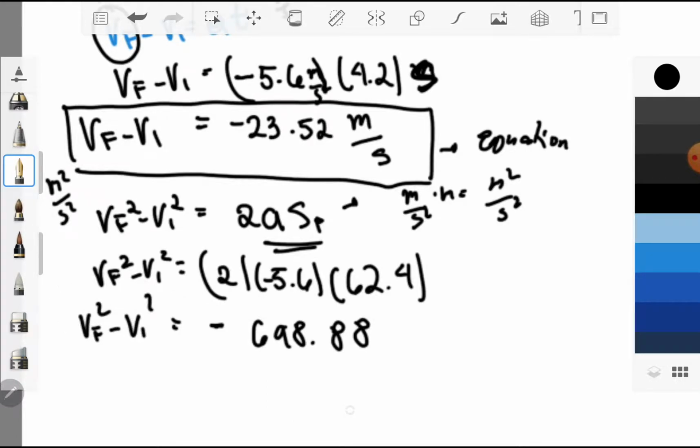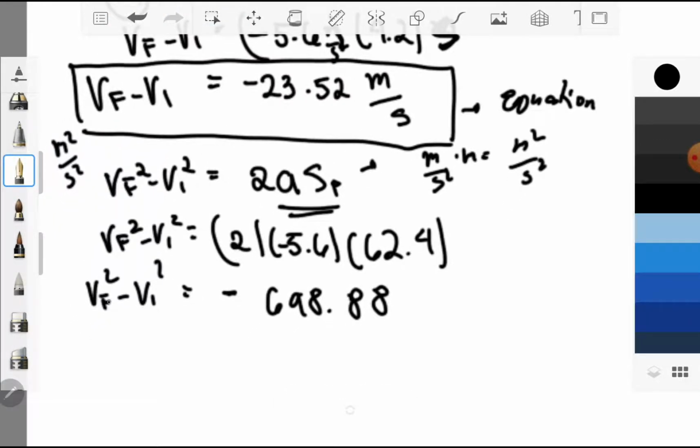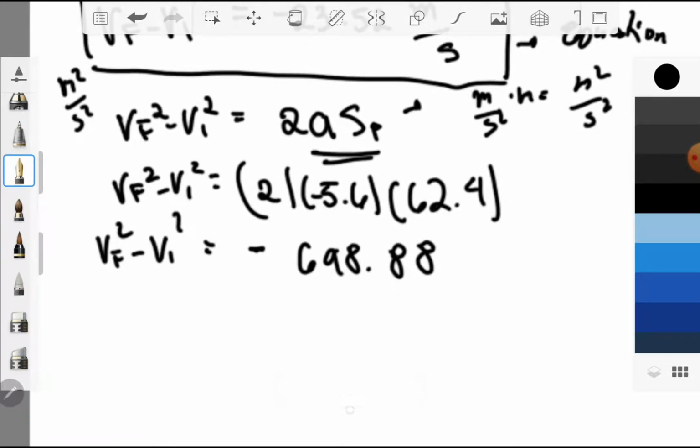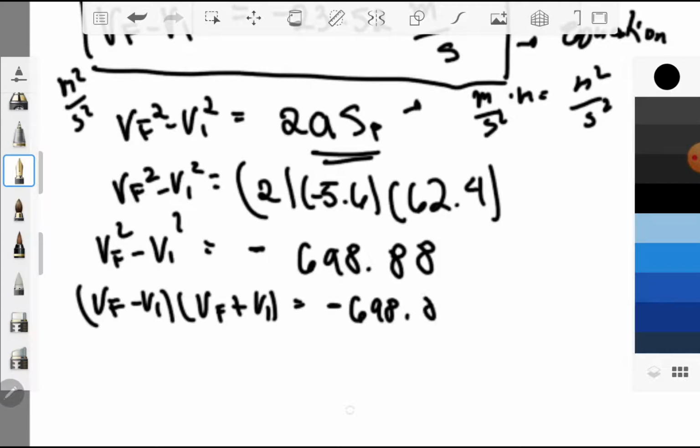Tama? Mali. No. Because, that would be a mathematical error kasi hindi mo pwedeng square root yan. Kasi nga, hindi naman nasa labas yung square ng variable mo. Tama? So, ang gagawin natin, i-factor natin to. So, VF less VI multiplied by VF plus VI. This is a special factor. Okay? A plus B multiplied by A minus B. Right? So, which is equal to negative 698.88. So, reviewing special product siya, makikita yung formula na yan.